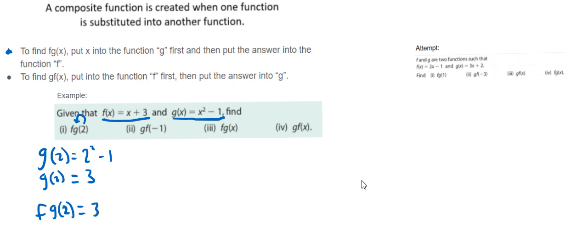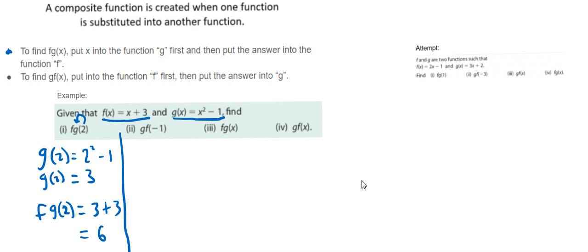So therefore, it would be 3 plus 3, and 3 plus 3 is 6. So f of g of 2 then is 6. So I've just worked out what g of 2 was, and worked out that was 3, and then I put the 3 into the function f, and final answer is 6.